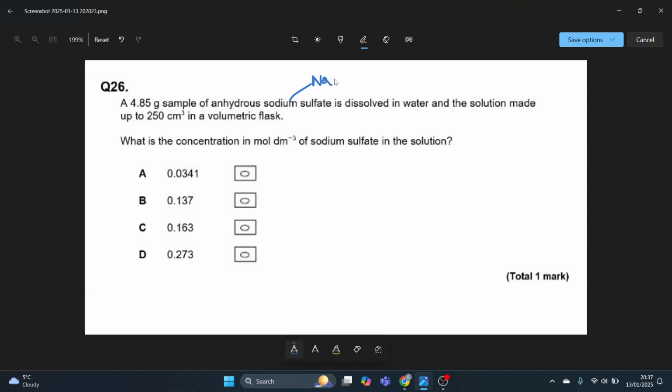Na2SO4, I'm pretty sure. It's that. Dissolving in water, in a solution made up to this much of the volume, what was the concentration of the flask? So, I don't think this is that difficult. I can see the pathway. I'm not sure if it's correct, but this is what I'm thinking.